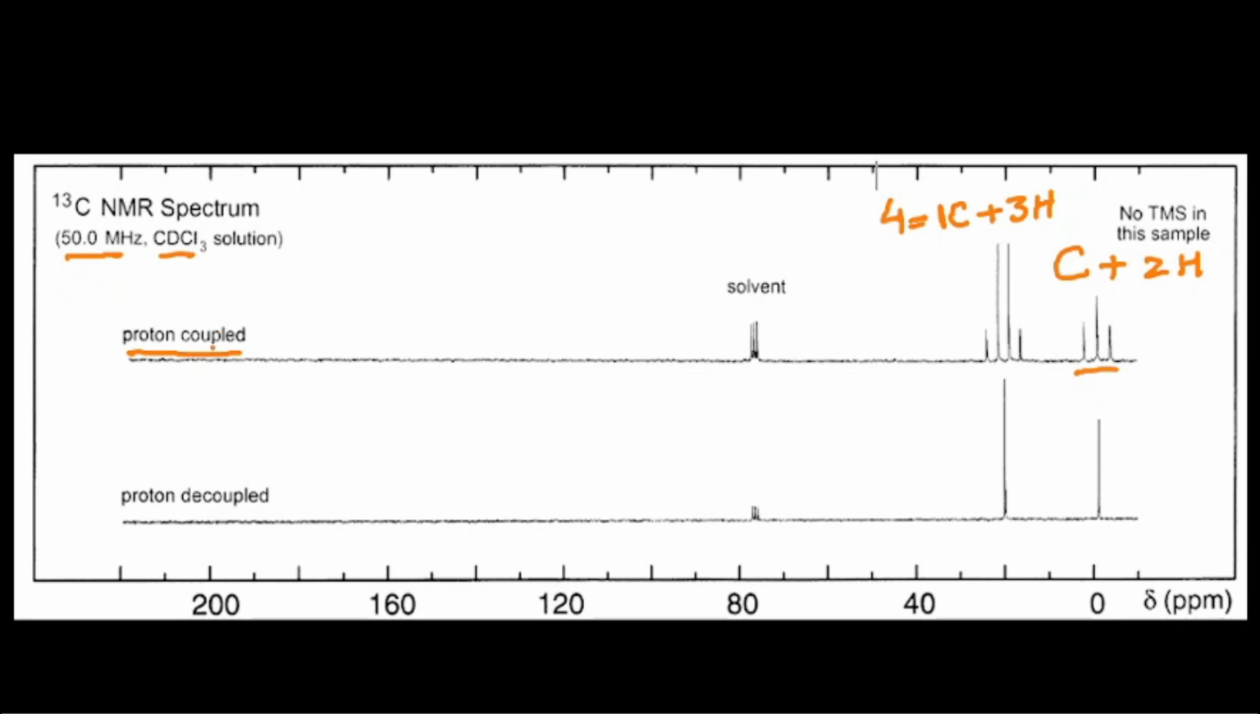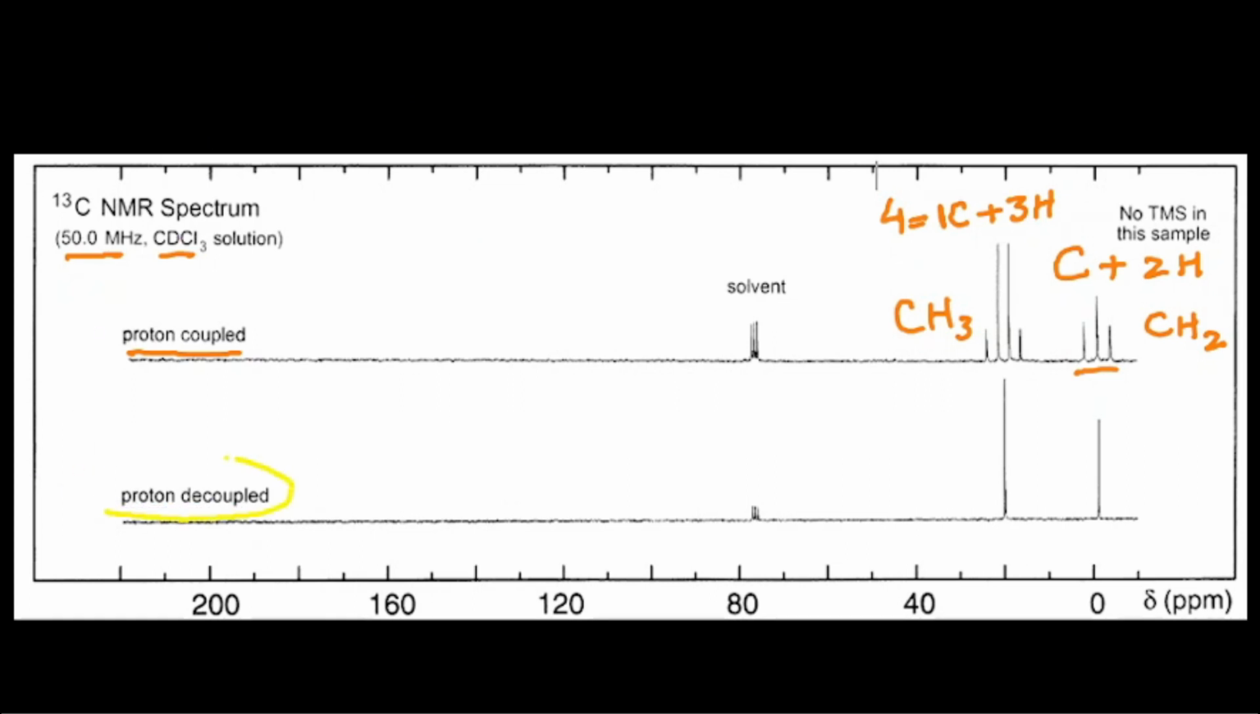So, the proton coupled spectrum tells us how many hydrogens are directly attached with the carbon. This represents the CH2, meaning 2 hydrogens are directly attached with the carbon, and this peak represents the CH3: 1 peak for carbon and 3 hydrogens directly attached with the carbon. So, this represents the methyl group. With the help of the proton coupled spectrum, we know that we have a CH2 group and a CH3 group in our compound.